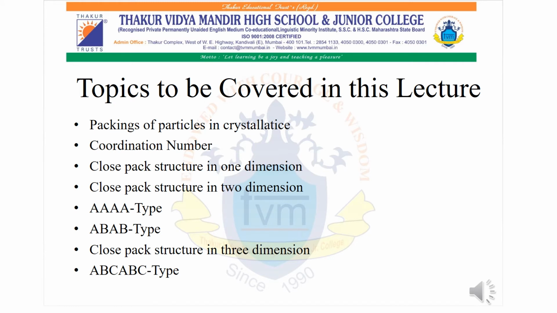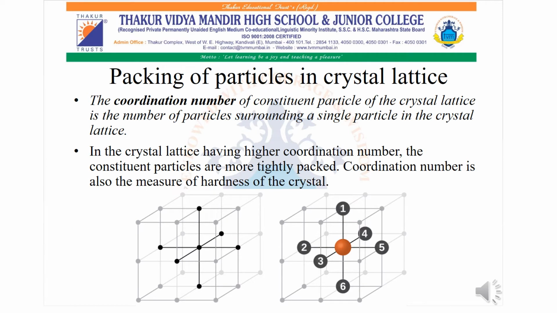So in continuation of the previous syllabus, now we are moving ahead with packing of particles in crystalline solids, coordination number, and close packed structure in one dimension and two dimensions. In two dimensions we have AAA type and the next one is ABAB type. Then close packing structure in three dimensions, that is with ABC. So these are the topics which we are going to cover in this particular class. Starting with packing of particles in crystal lattice.